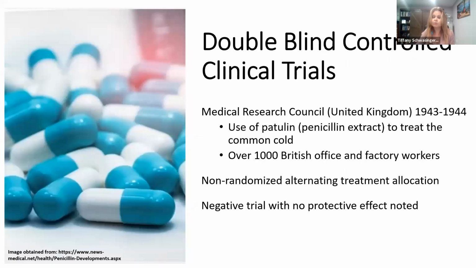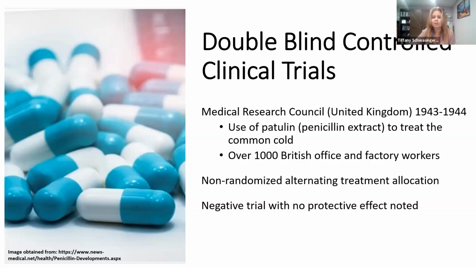We move a little bit forward to looking at the double-blind control. So it's really important when we conduct research that we don't insert our own opinions on it as the investigators or as the participants in the study. So this was the first time where really the investigators didn't know and the participants didn't know. So this was a study conducted in the United Kingdom from 1943 to 1944.